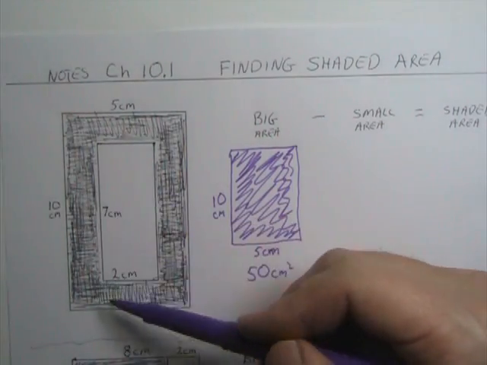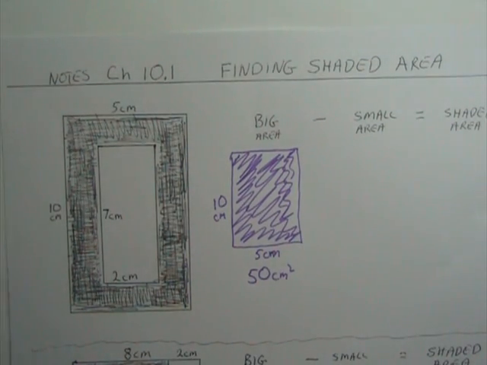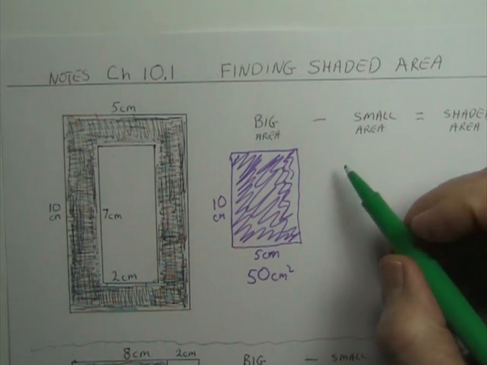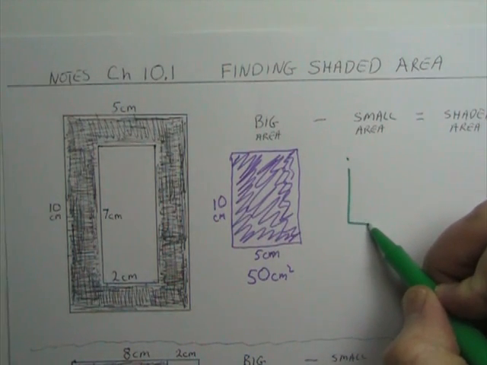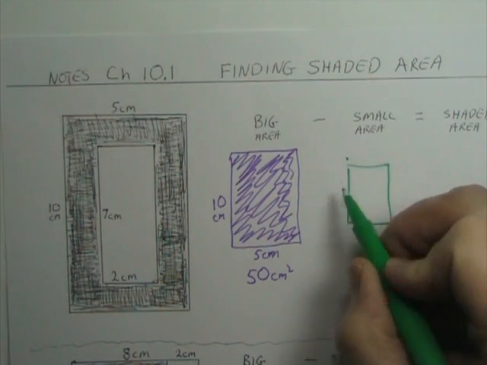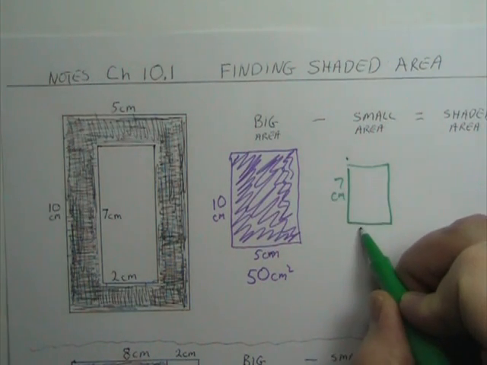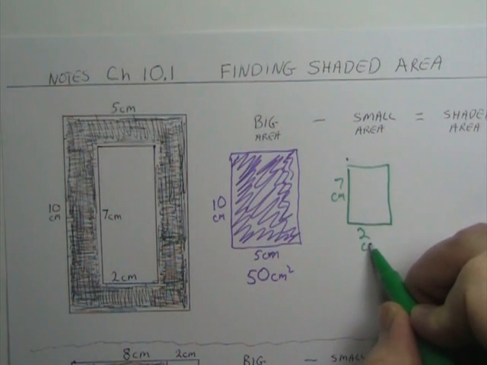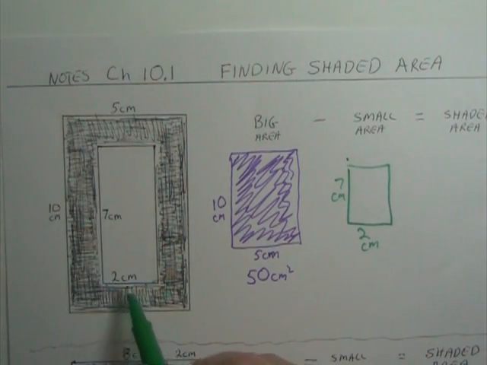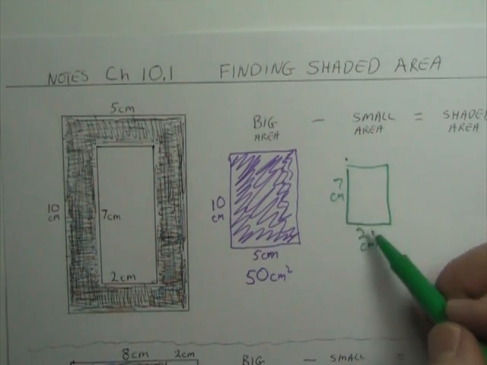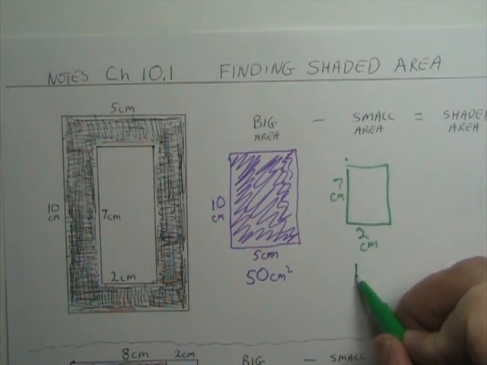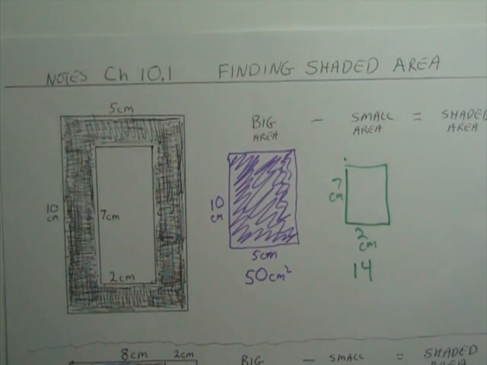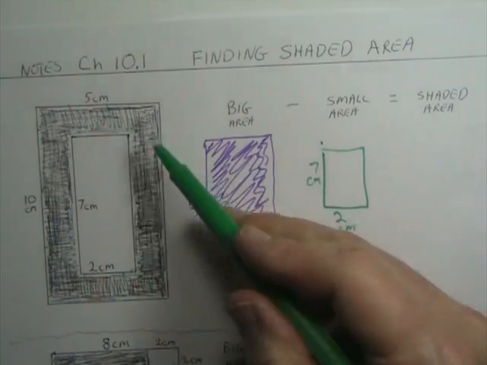Now, the small area is this area inside here. It's a different color, and that is 7 by 2. So I'll just kind of go like this. And it's 7 centimeters by 2 centimeters. See that right there? 7 by 2. 7 times 2, well, that would make it 14. 7 times 2 is 14. 14 centimeters squared. Okay, so there's a shaded area.